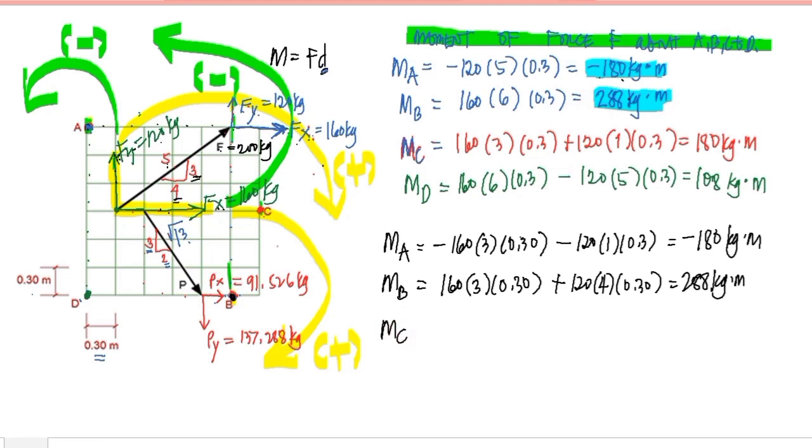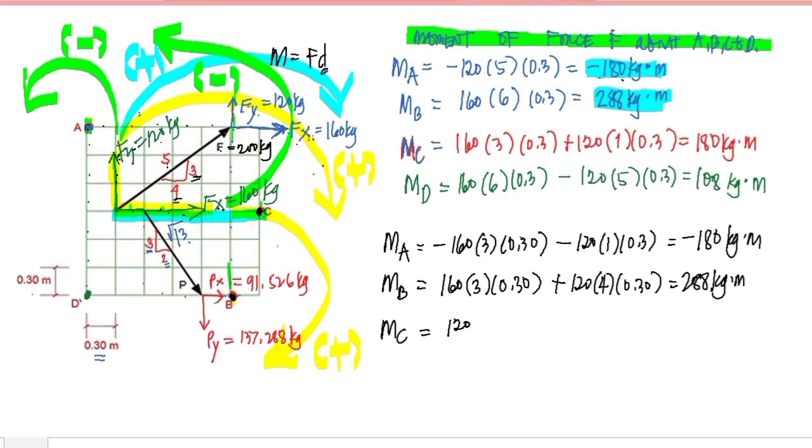And for the moment at point C, here there is an advantage because Fx will hit point C. So meaning, Fx will be 0. So only Fy will create a moment with respect to point C. So Fy will rotate clockwise, so it's positive. So Fy is equal to 120. Then for the perpendicular distances, this is the line of action, and this is the perpendicular distance. The perpendicular distance of Fy to point C is 1, 2, 3, 4, 5.